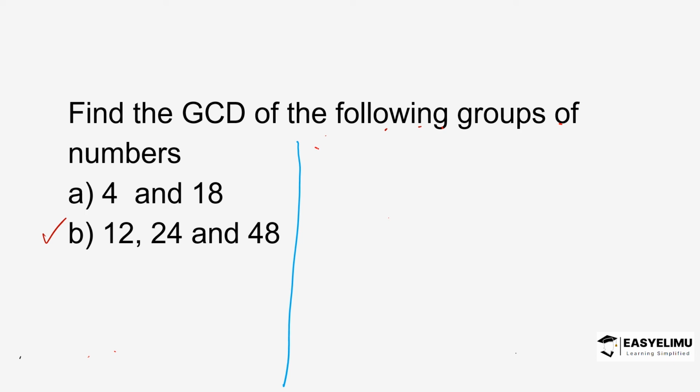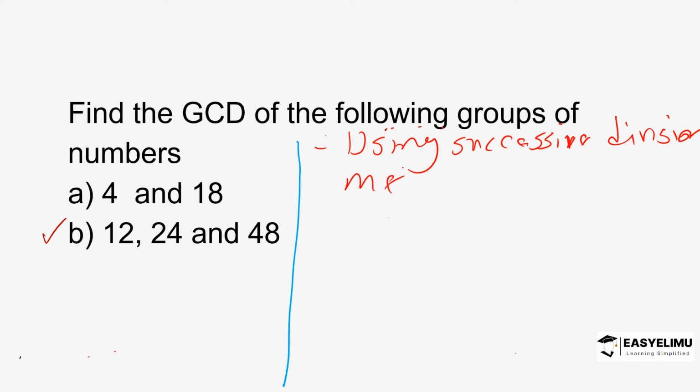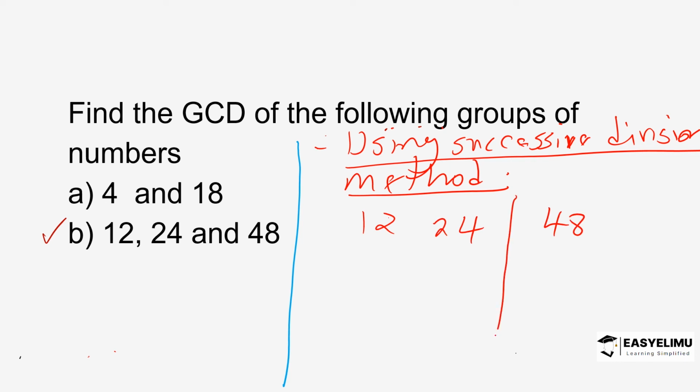So let me try using the successive division method. So we have 12, 24, and 48. You simply do exactly what we did in the previous example, where you find the prime factors that are common to both, I mean all in this case, the three.